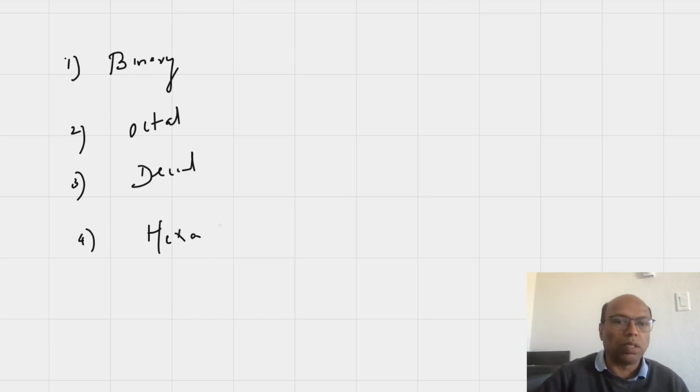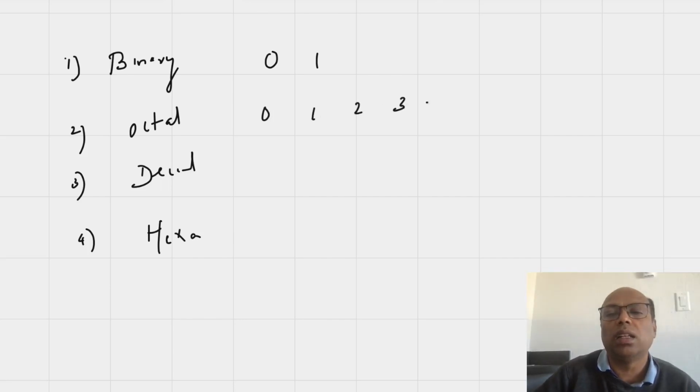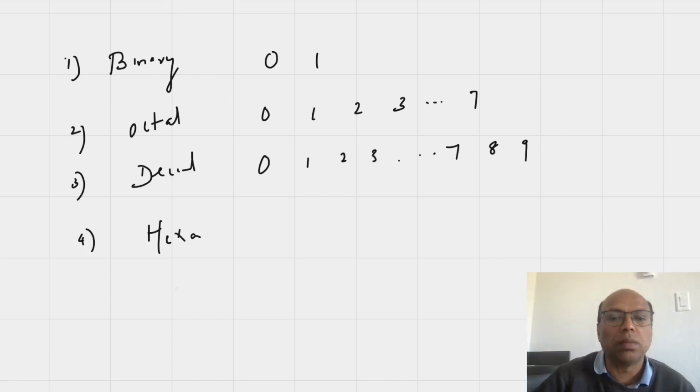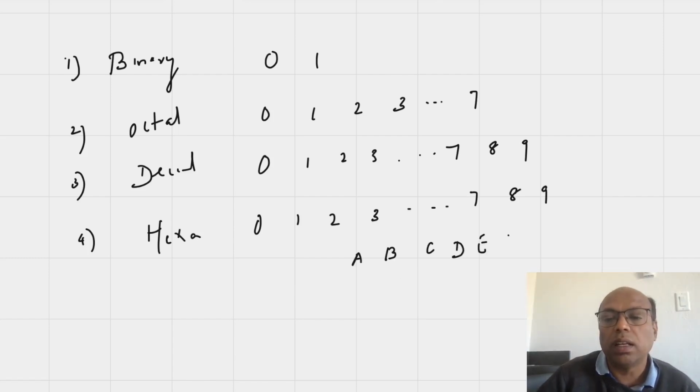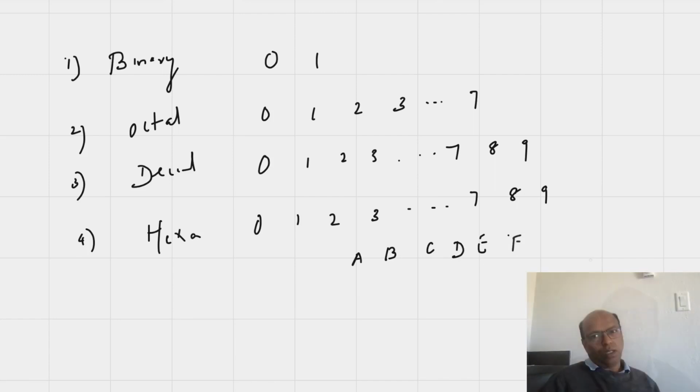In the binary number system, to represent a value, we use only 2 digits, 0 and 1. In the octal number system, we use 8 digits, 0, 1, 2, 3 till 7, totally 8 digits. In the decimal number system, we use 10 digits, 0, 1, 2, 3 till 7, 8 and 9. In the hexadecimal number system, we use 16 symbols: 0 to 9, then 10 is represented by A, and 11, 12, 13, 14, 15 by the following letters. 0 to 15 is what?